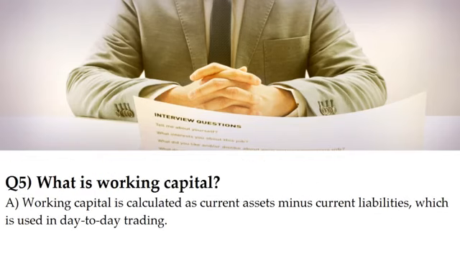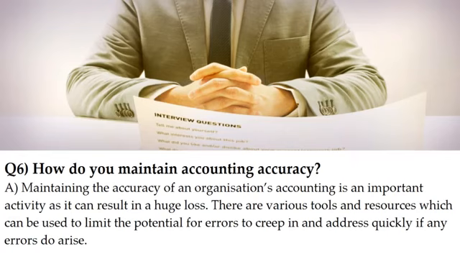Fifth question is, what is working capital? The answer is, working capital is calculated as current assets minus current liabilities, which is used in day-to-day trading. Let's move towards the sixth question. The sixth question is, how do you maintain accounting accuracy?